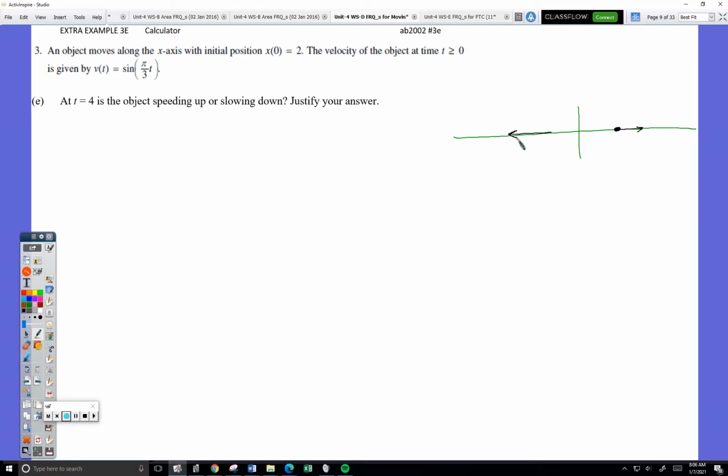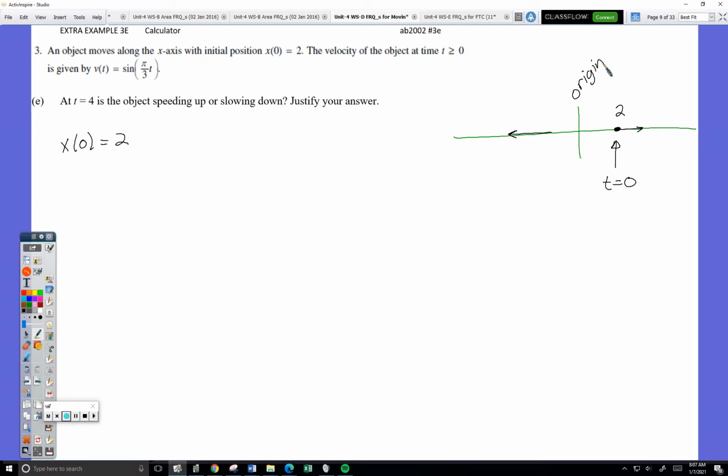The initial position at time 0 is 2. So this statement, x of 0 equals 2, is telling me that right here is where the particle starts its movement, and this is time equals 0, and this is labeled as location 2 along the line. This is known as the origin. Origin doesn't mean original. Origin simply means the center. Okay, I wish they'd give it a different name, but they didn't. So, question.